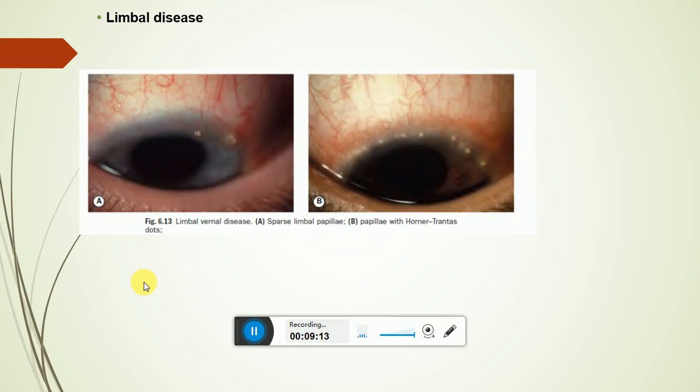Now the limbal disease: there are gelatinous limbal conjunctival papillae, which may be associated with transient apically located white cellular collections called Horner-Trantas dots. Here you can see Horner-Trantas dots. They are white cellular collections. In tropical regions, limbal disease may be severe.